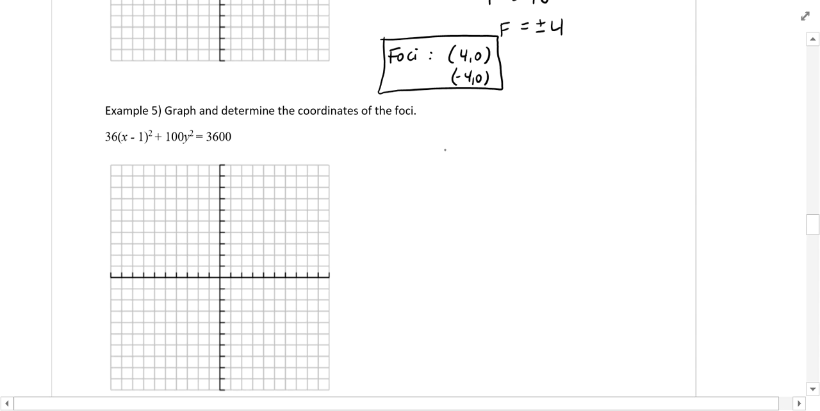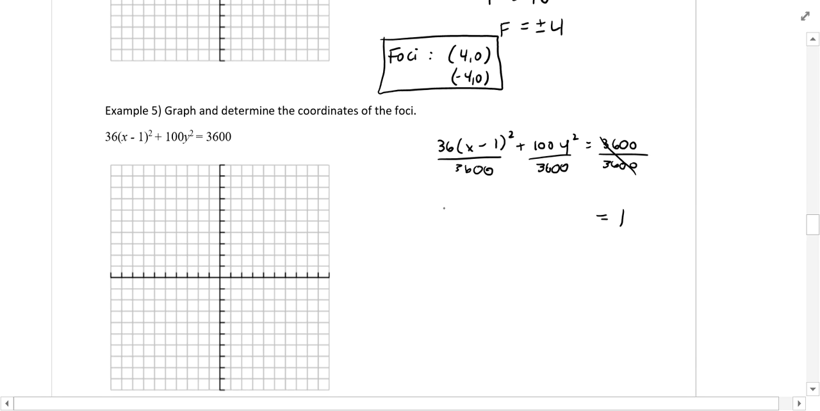We're going to do the same thing on this one, but if I look at this equation, it looks very different. All of our equations before now have all been equal to 1 on the other side. This one doesn't have that. So I'm going to start by dividing by that 3,600. I know it looks intimidating, but you get 1 on the other side.